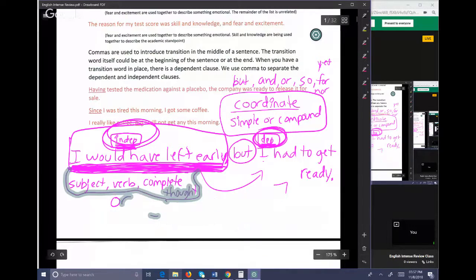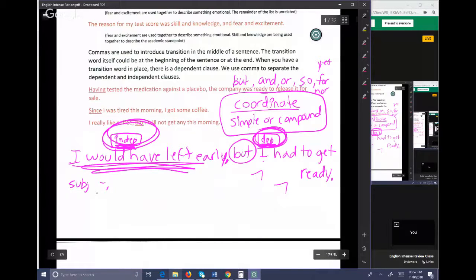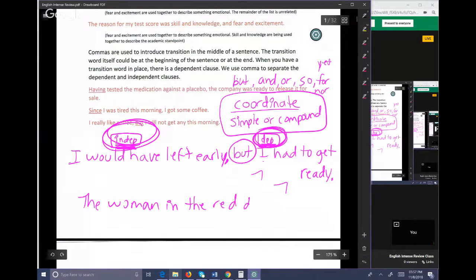A fragment is obvious. So if something is truly a fragment, it's like the woman in the red dress. It's something that you can see just falls off. The woman in the red dress does not have a subject, a verb, and a complete thought, because it says the woman and then doesn't say anything about her.